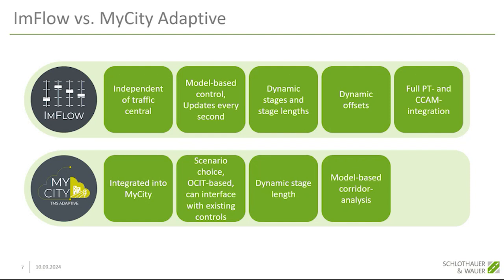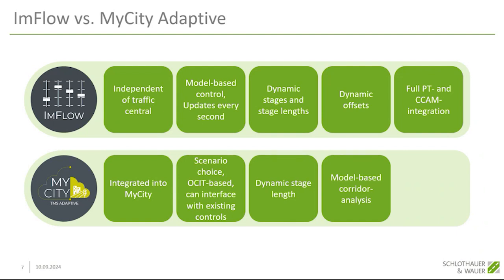In ImFlow, you basically don't have different programs. In ImFlow, the cycle time is updated and calculated in the algorithm. So we're not looking at different programs. We're more looking at a control that is adapting every cycle to the given situation. So we have dynamic stages and we have dynamic stage lengths, whereas in MyCityAdaptive, the stages are fixed, or the stage order is determined by the local control, whereas here ImFlow also is the local control. So dynamic stages are also coming from that side. Also, we have dynamic offsets, similar to MyCityAdaptive.